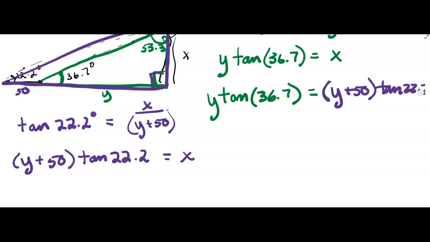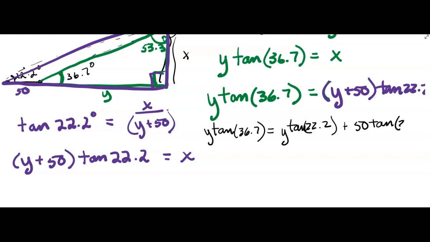So I've got to distribute. y tangent 36.7 equals y tangent 22.2, put parentheses there, plus 50 times tangent 22.2. Now, similar to when we were doing logarithms, tangent of 22.2, that's just a number.